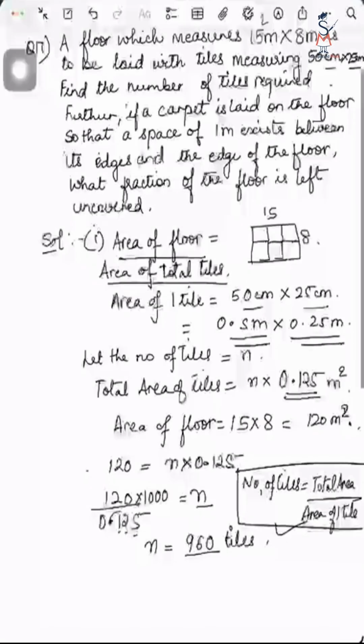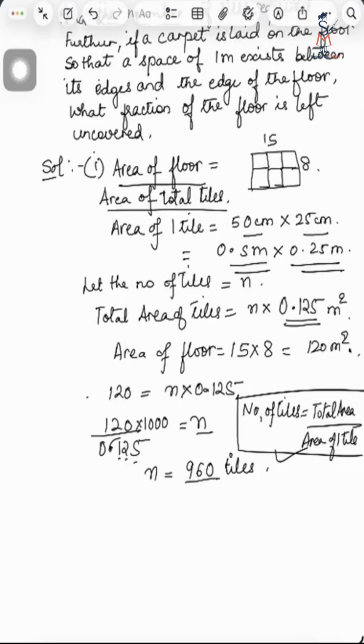Fine. Now the second portion. Further, if a carpet is laid on the floor, this is the floor and you have to put the carpet in it, leaving a space of 1 meter between its edges and the edge of the floor. It means this is the edge of the floor and this is the edge of the carpet. So how much space you have to leave between the edge of the floor and the edge of the carpet? 1 meter. On all sides you have to leave 1 meter.